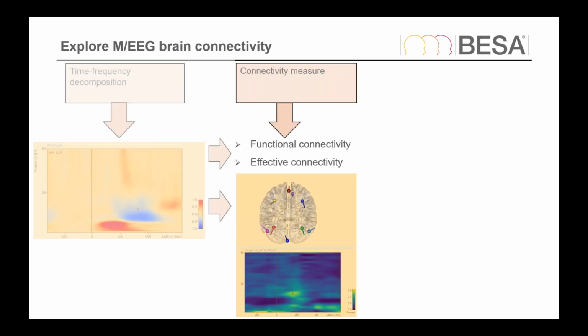Moving on to connectivity methods. So for EEG-MEG data analysis, we have in general two types: functional connectivity measures and effective connectivity measures.